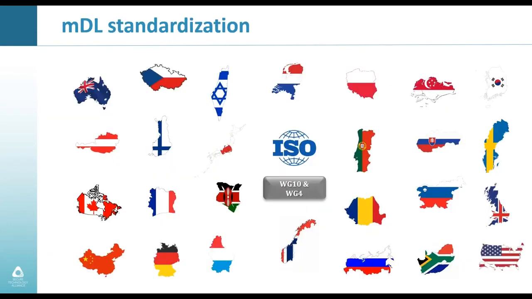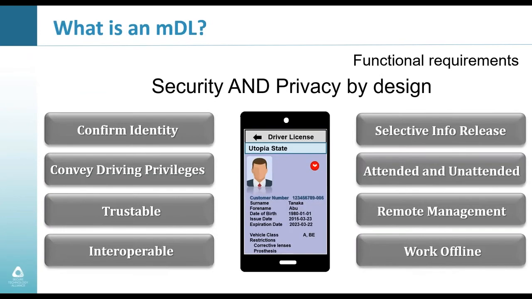Next, mDLs need to confirm the holder's identity. They also need to convey whatever the associated privileges are. In this case, to drive. They also need to be trusted. They need to be interoperable. From the very beginning, the jurisdictional folks that led the way in this knew that if they created mDL solutions that only work within their own jurisdictions, that it would not be accomplishing what they'd set out to do. Not only should it work outside of the issuing state or province, ideally it will work anywhere around the world.